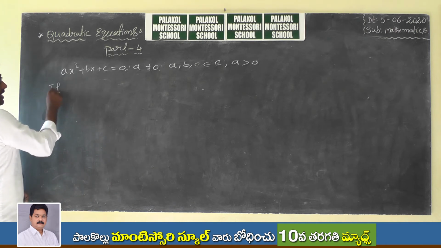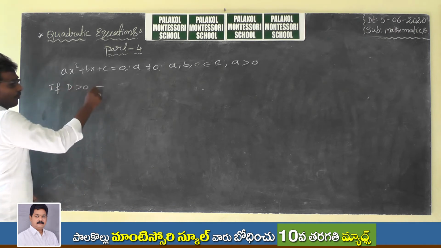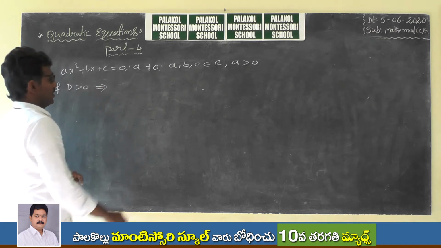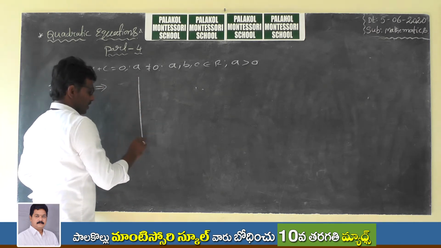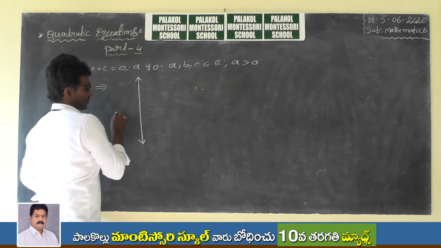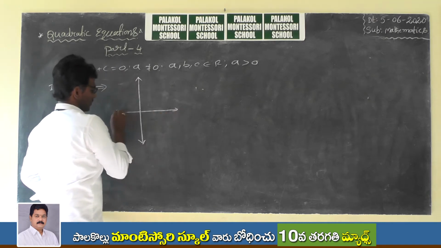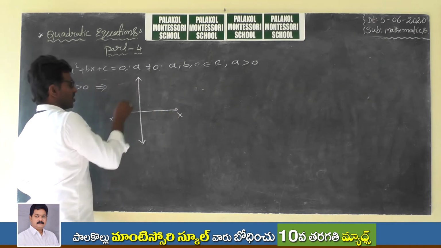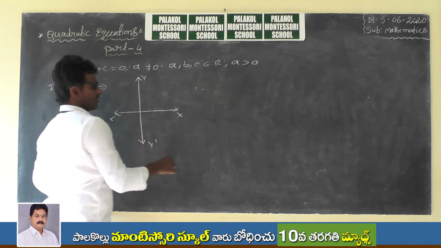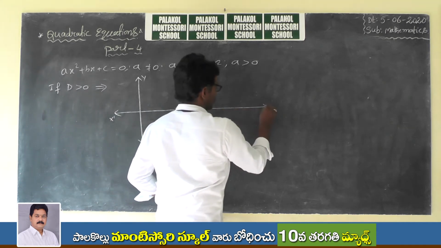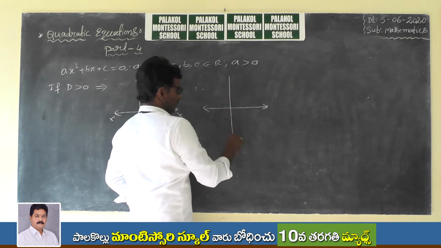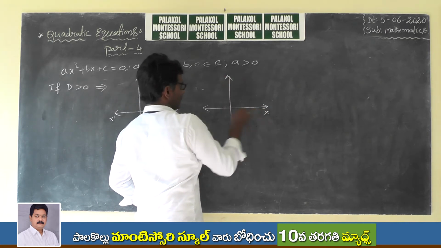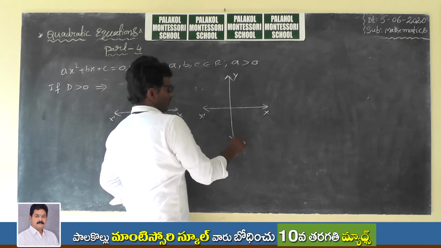If D is greater than 0, that means, see, x dash, y dash.